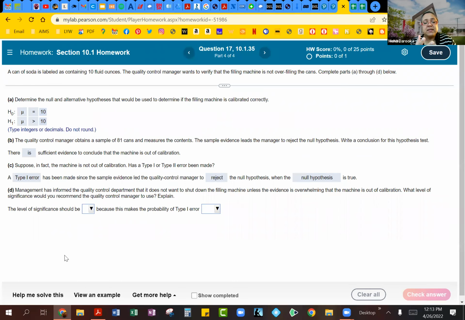Now they're saying the management has informed the quality control department that it does not want to shut down the filling machine unless the evidence is overwhelming that the machine is out of calibration. So what level of significance would you recommend the quality control manager to use? And this one here, when we're talking about the level of significance, we're talking about what is the probability of making a type 1 error.